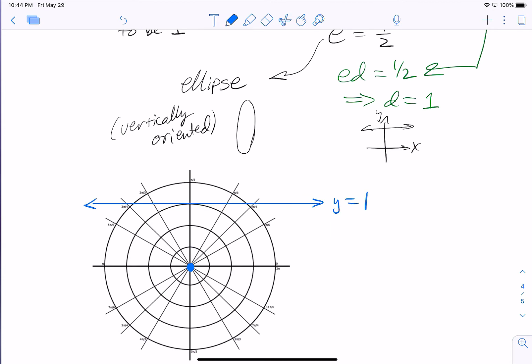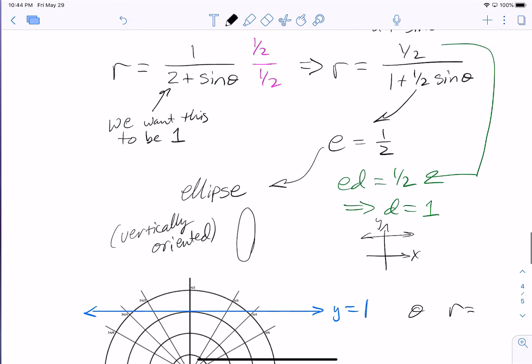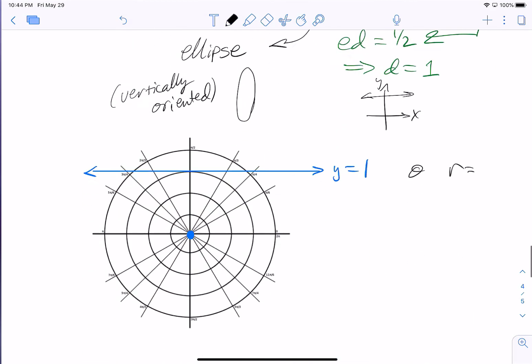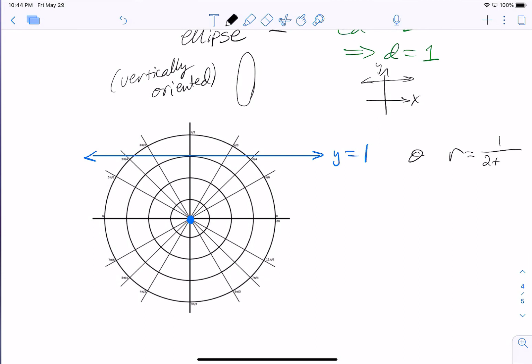And now I want to plot some points. I'm going to use a theta r table, and remember that our equation was r is equal to 1 over 2 plus the sine of theta. Values I want to pick for theta are quadrantal angles, and so 0, pi over 2, pi, and 3 pi over 2. I always skip pi, don't I?